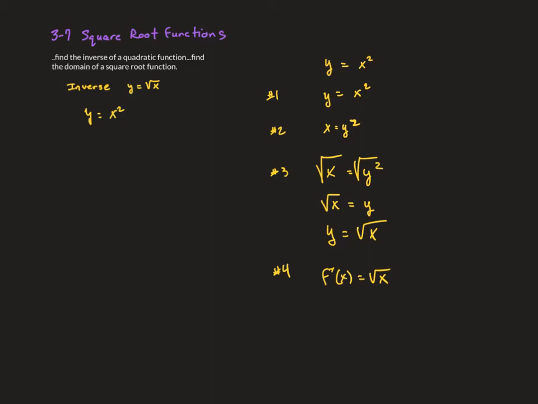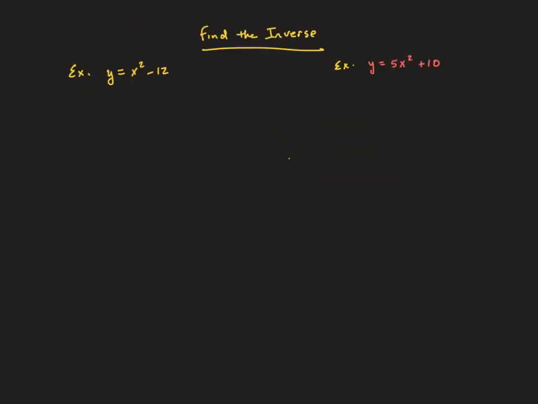And so as we're going to find the inverse, we're going to use those steps that we just used. Number 1, in this case, the first thing we want to do is swap the x and y. Then 2, we're going to go ahead and solve for y. Looking at this example right here, I have y equals x squared minus 12. So to find the inverse, it's already in form of x and y, so I'm going to go ahead and switch my x and y values.